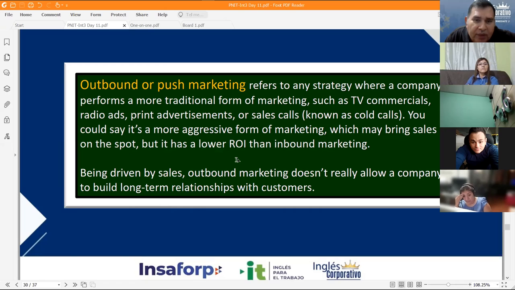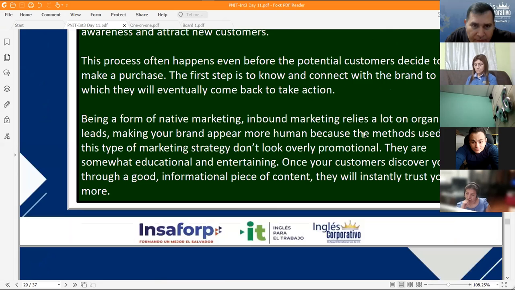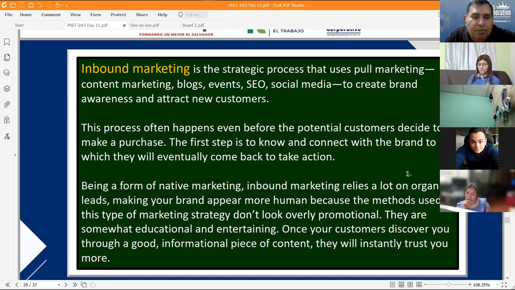So being driven by sales, outbound marketing doesn't really allow a company to build long-term relationships with customers because they are so aggressive that sometimes the customers really don't accept them. So non-traditional marketing, pull marketing, and traditional marketing, push marketing.